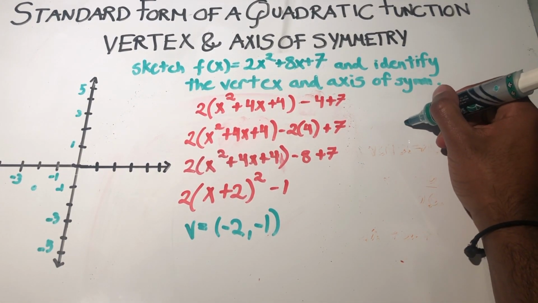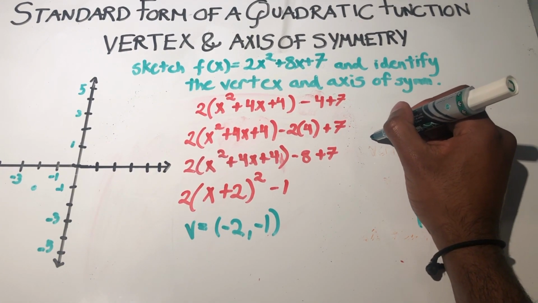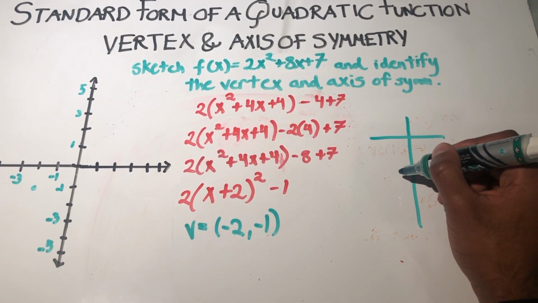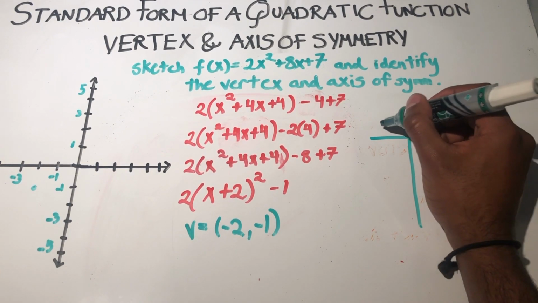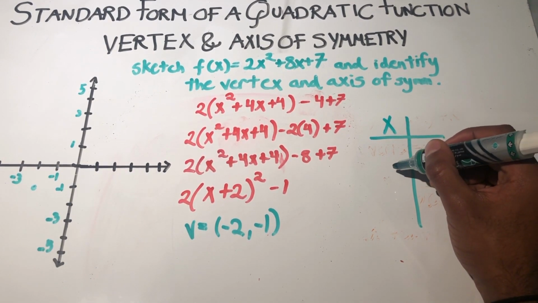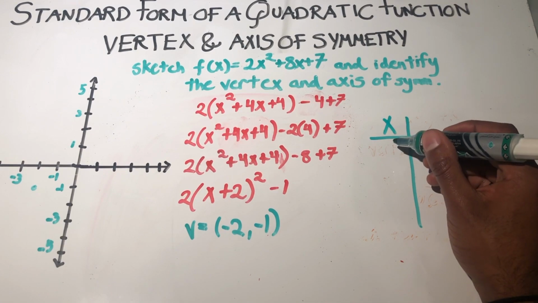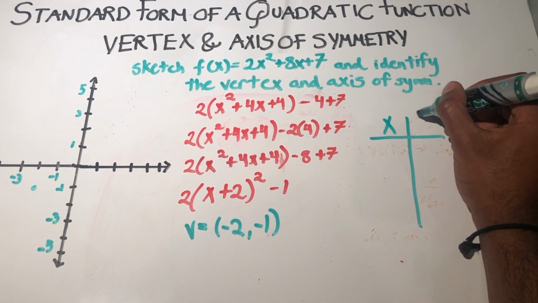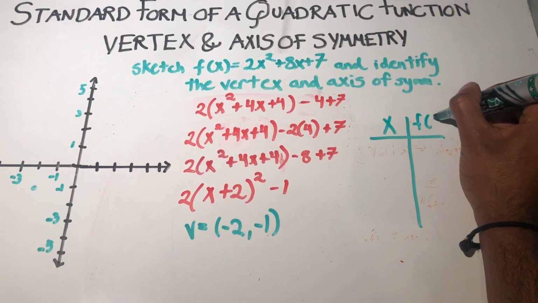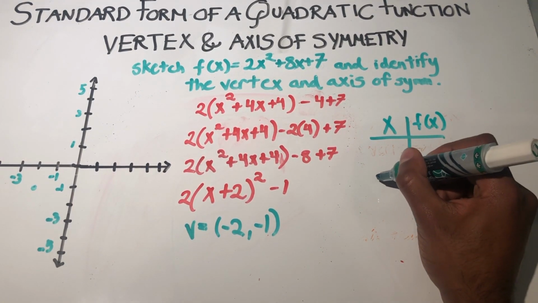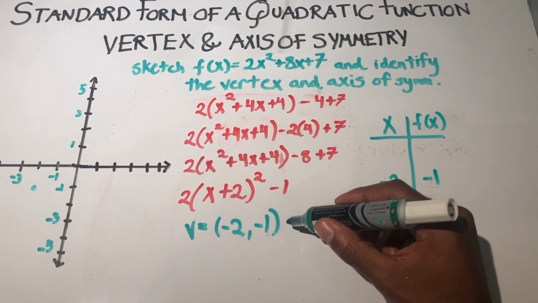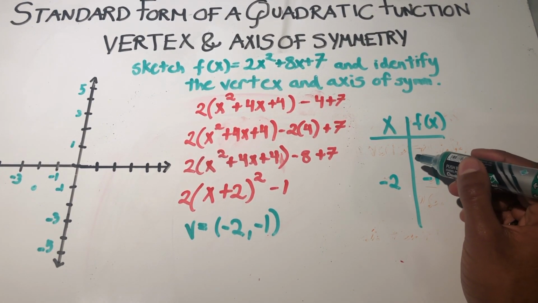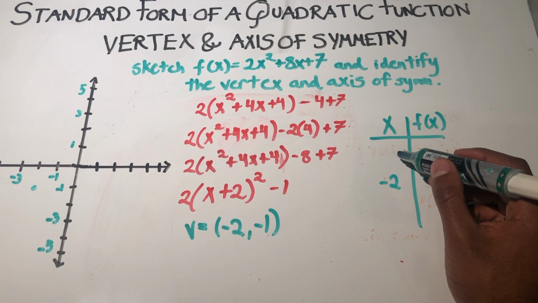Now, when we construct our table of values, you want to pick values so that you center the vertex somewhere in the middle and choose points that are before it and after it. So we have x here, and then we have f of x. Since at -2 we're going to get -1, which is our vertex, let's choose values smaller than -2.